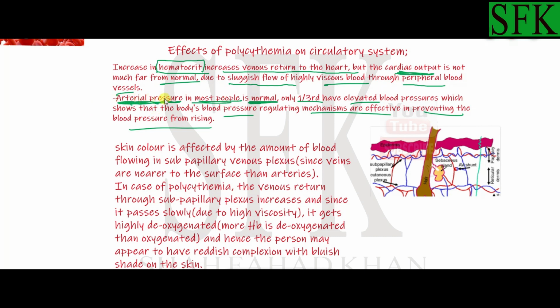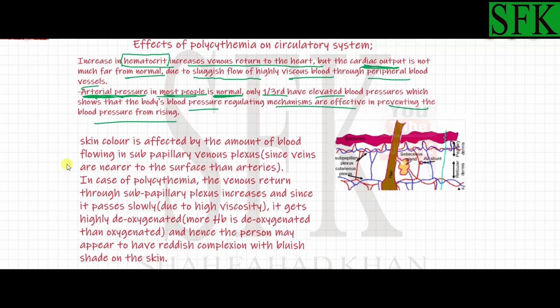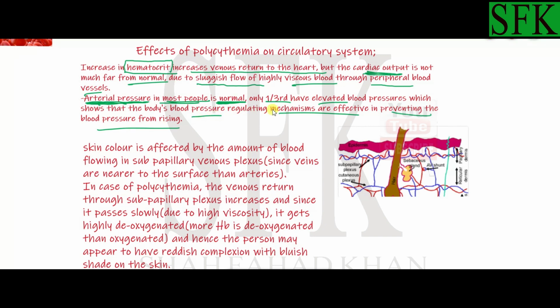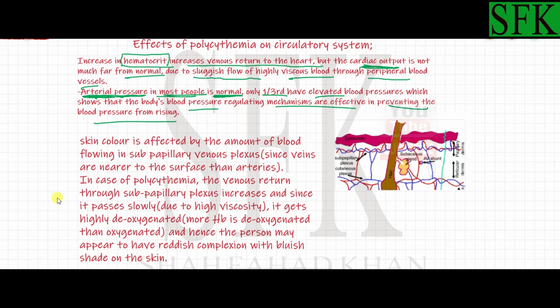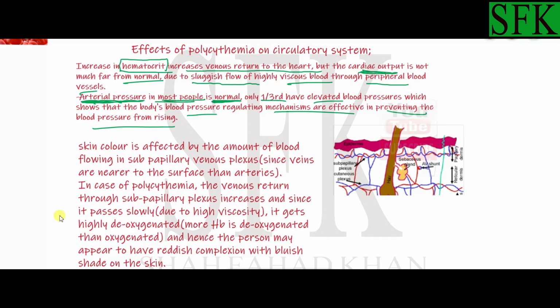Okay, then let's look at the arterial blood pressure. Well, in most cases, it remains normal. It remains close to normal because the body's blood pressure regulation mechanism is strong enough to counter this change, and it is efficient enough to prevent the blood pressure from rising. But in about one third of the cases, elevated blood pressures are also seen. So this shows that most of the blood pressure regulating mechanisms are efficient enough for maintenance of the blood pressure.